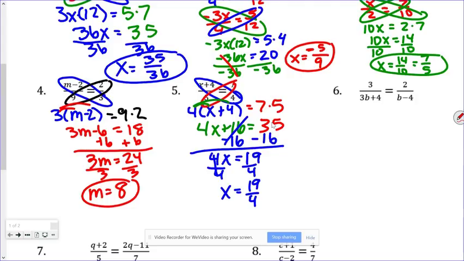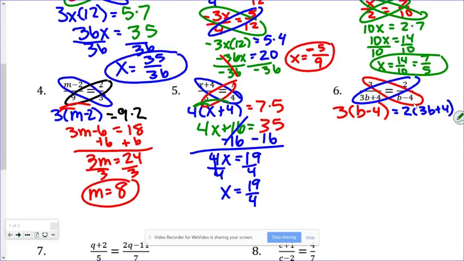Okay, number 6 here. Again, we're going to distribute and cross multiply, but you see, there's a b in both denominators. That's okay, though. You'll see it's just an equation with variables on both sides. We've solved these earlier this chapter. So I'm going to have 3 times parentheses b minus 4. Then I'm going to do 2 times parentheses 3b plus 4. Okay, now I need to distribute to both sides. So I'm going to get 3b minus 12 is equal to 6b, and then 2 times 4 is 8.